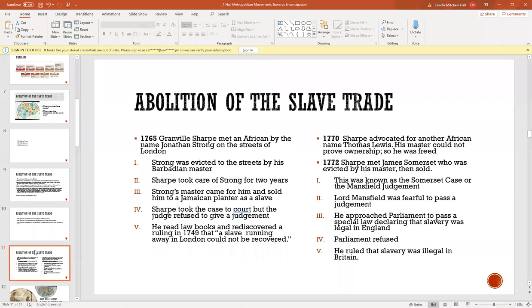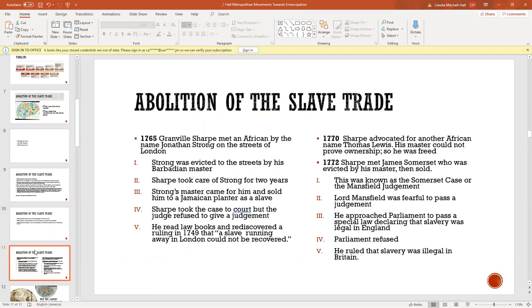He met him on the street. So he said to him, Jonathan, why are you on the street? And Strong, who was an enslaved African, said to him that my master evicted me. In other words, what we mean by evict is that he put him out of the house. I don't know what Strong did, why he would have been evicted, but the master put him out. And so he was living on the streets of London.